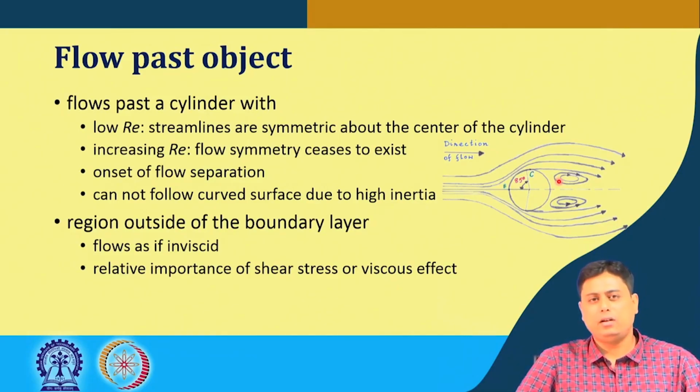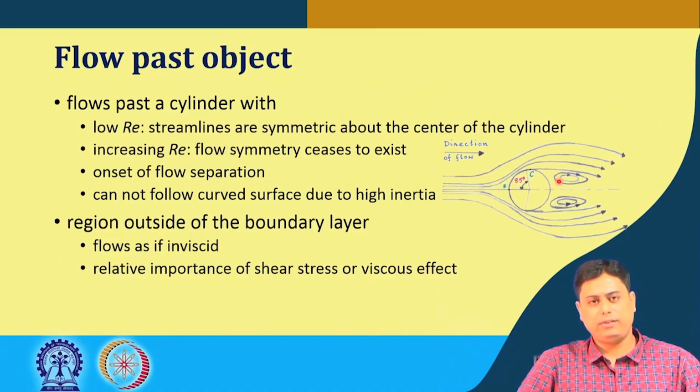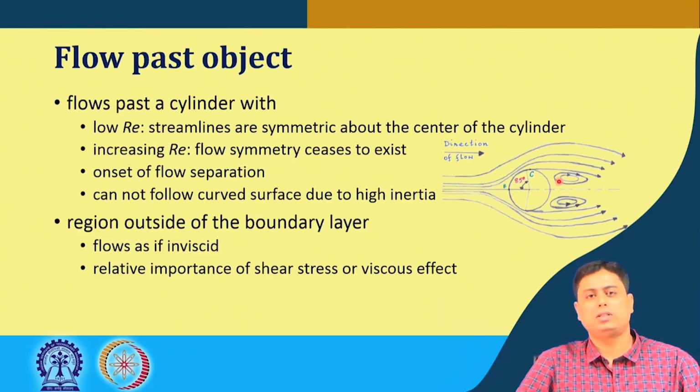But again, the high Reynolds number can be achieved with a very high fluid velocity, very high characteristic length, and similar parameters. So, basically the relative importance of shear stress or the viscous effects is what you have to gauge. That actually defines the boundary layer region, because inside that region the shear stress or the viscous effects will be there, and outside that there will be no such influence.